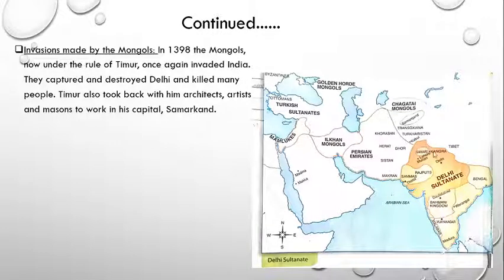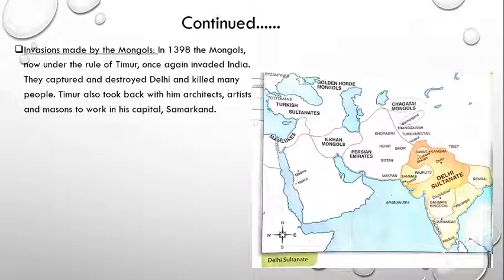They tried to get hold over this Delhi Sultanate, including its northern area as well as southern India, and they also got successful in it. But to beautify his capital, to beautify his own dynasty, Timur took back with him the architects, artists and masons who belonged to Delhi and took them with him to Samarkand. So this is how the Timur's dynasty came to an end.